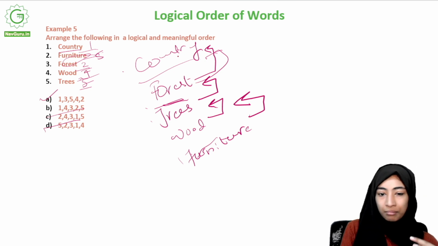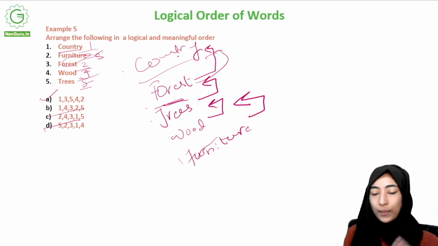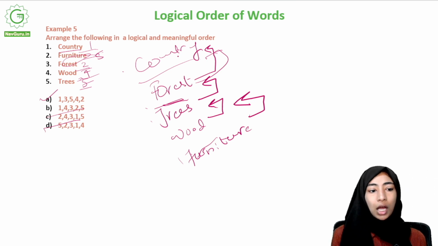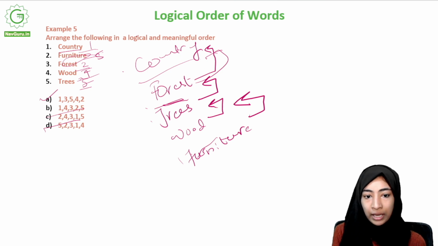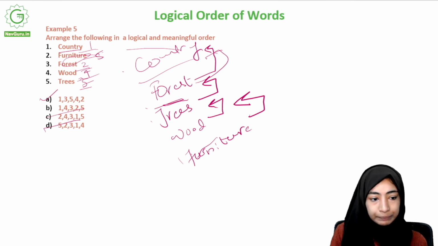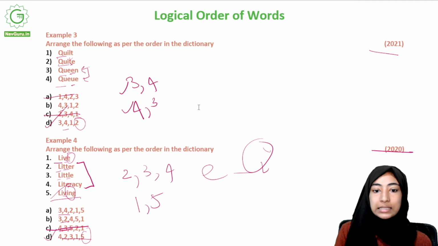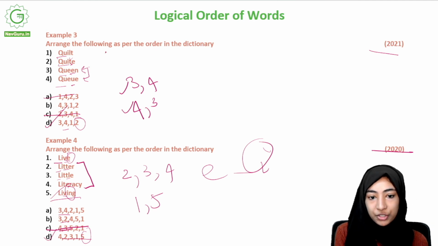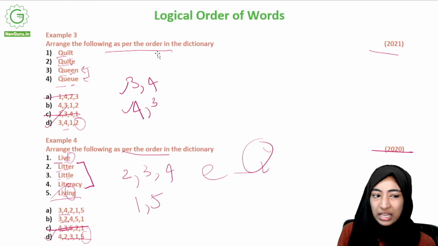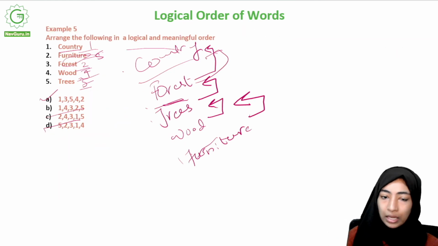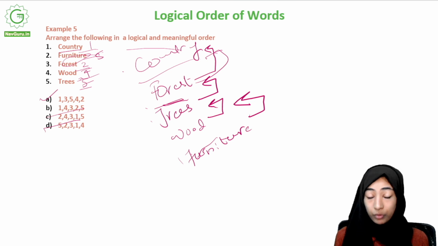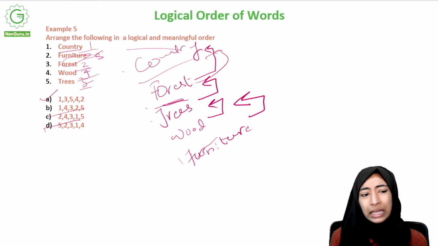You would have noticed logical order questions are very easy. These are basically the different kinds of questions that can be asked, either logical and meaningful order, or questions where you have to arrange words as per the order in the dictionary. It can be done easily. We've discussed a couple of questions. Again, there will be an assignment where we will give you more questions to practice, but broadly the different kinds of questions that can be asked have been discussed here.